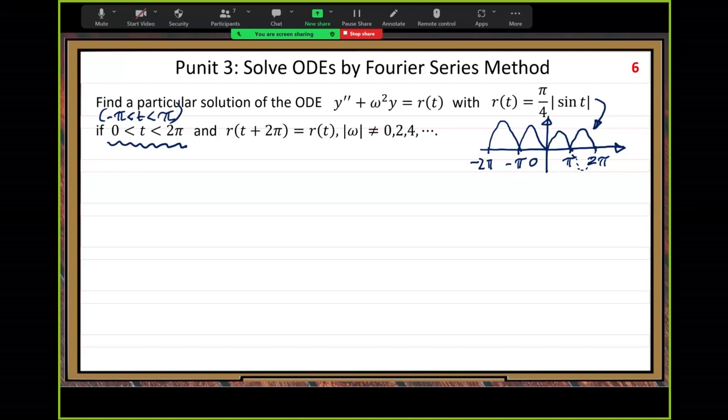Even or odd? Yes, so we pick the even version, same as our homework. It's an even function, because of the absolute value. Because it's periodic, we only take one period. It doesn't matter which period we take. We just take one period.